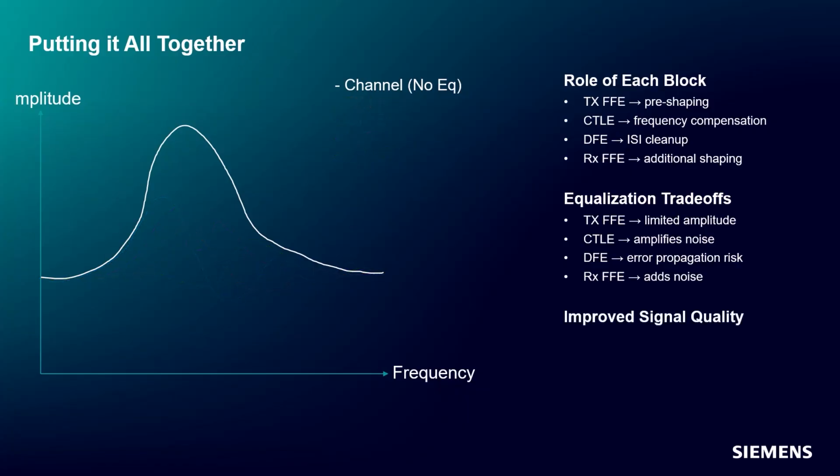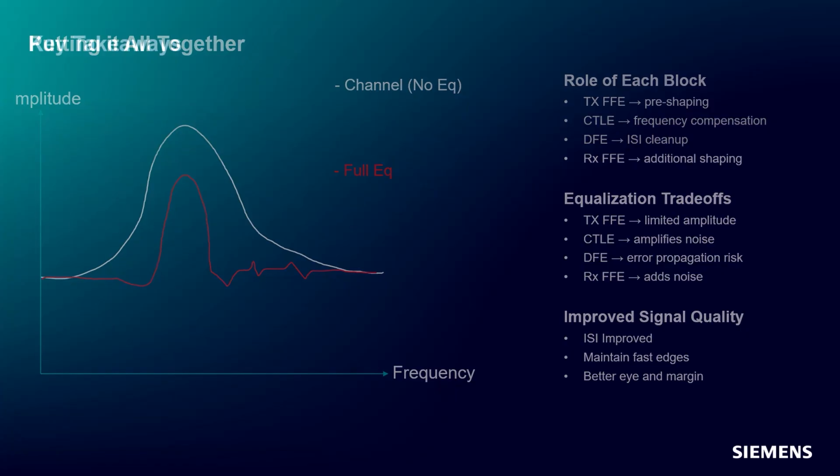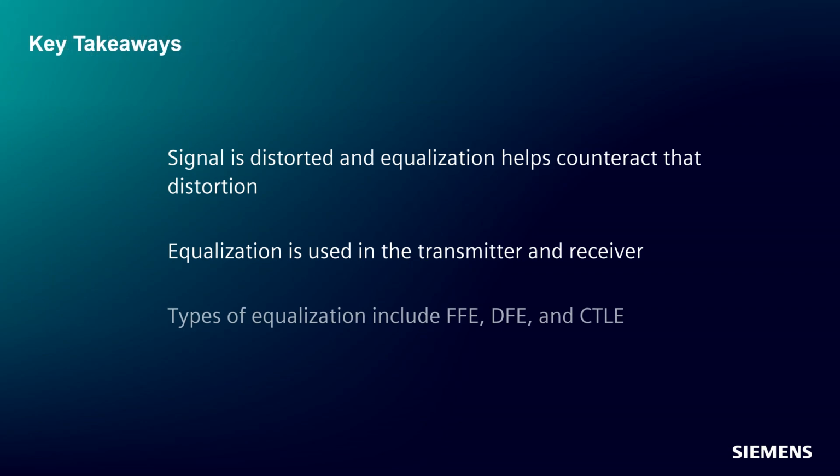The goal of all these techniques is to improve the received signal. When equalization is applied correctly, ISI is reduced, signal edges become sharper, eye diagrams open up, and timing and voltage margins increase. This directly improves system reliability and reduces bit error rate. So while the channel introduces loss, distortion, and ISI, equalization provides a way to overcome these challenges. Channels will never be perfect, so we design the transmitter and receiver to compensate for its imperfections. By combining multiple equalization techniques, modern SerDes systems are able to operate at extremely high data rates.